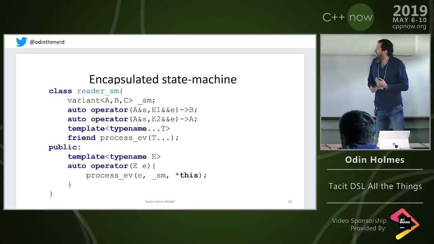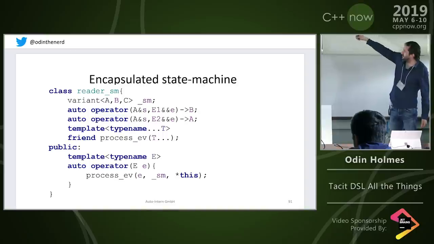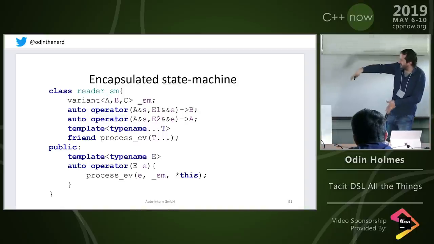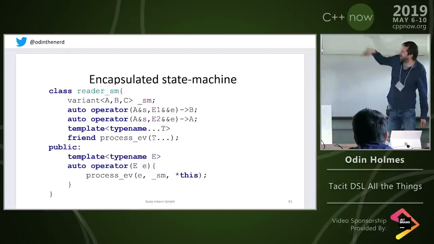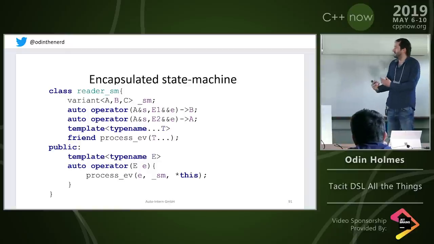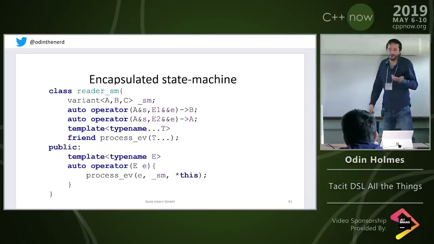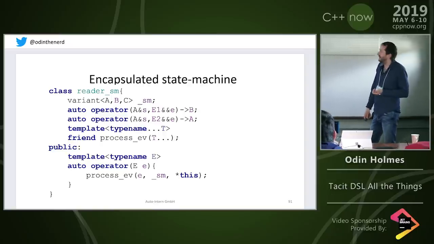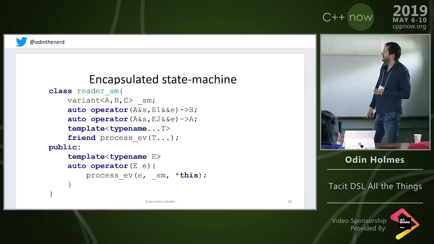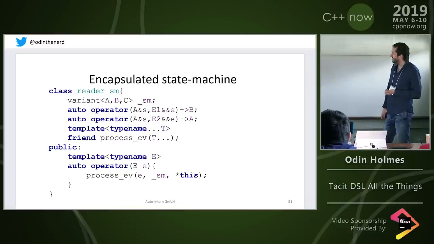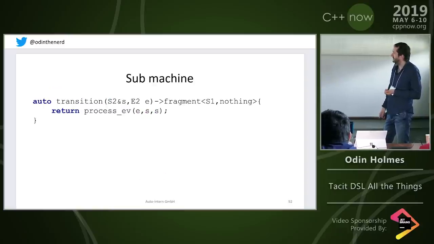Anyway, we have our state machine as a private local thing, and all our transitions are also local, and we have to be a friend of process of E so it can actually reach our function call operators. And then the public interface from the outside is that you just give us events, and we'll handle those internally. So we're doing some good refactoring here.